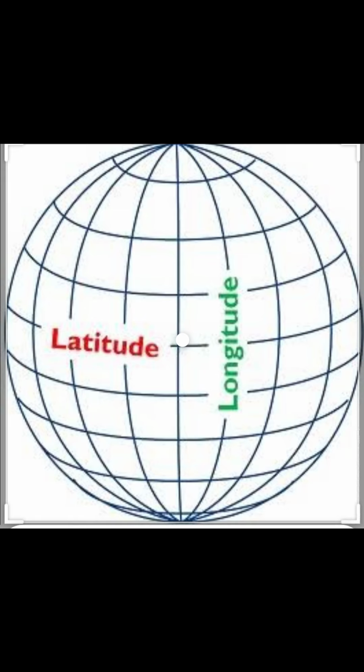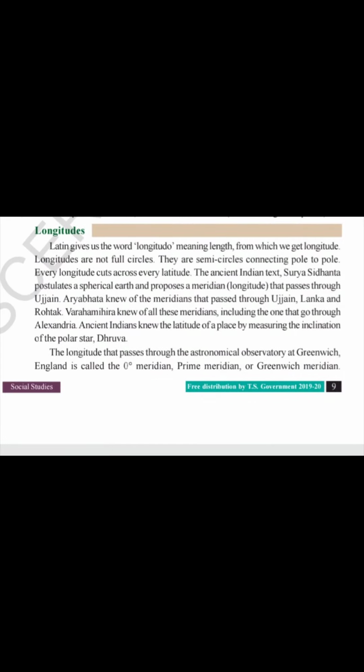Longitudes are semicircles connecting pole to pole, that is from the North Pole to the South Pole. You can see the half circles that are drawn. These are called longitudes. Always remember children, longitudes are the half circles that are drawn from the North Pole to the South Pole.